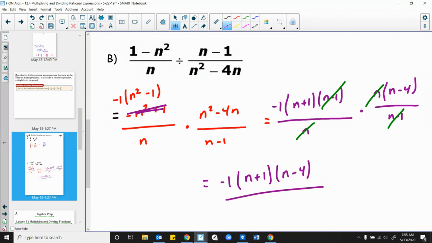Now, you could FOIL it. I'm not going to make you FOIL it. Let's just keep it at n plus 1, n minus 4. That's fine. That would be acceptable for me.